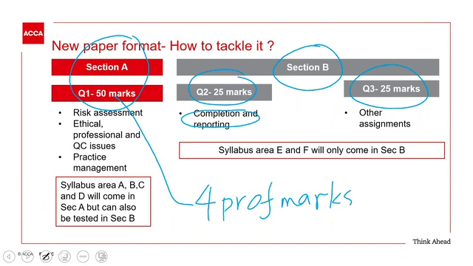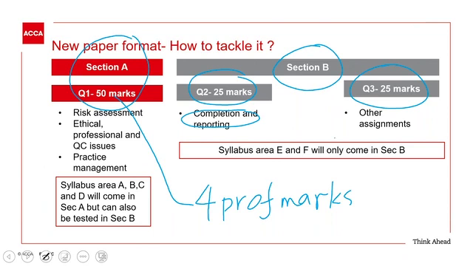Secondly, question number 3 can be on other assignments, because the examiner says syllabus area E and syllabus area F will only come in section B. Syllabus area F is other assignments. Now we know other assignments never come on a regular basis in the Advanced Audit and Assurance exam. It is not that you find other assignments in every single exam sitting. But if the examiner wants to test other assignments, the examiner will test them only in section B, not in section A.